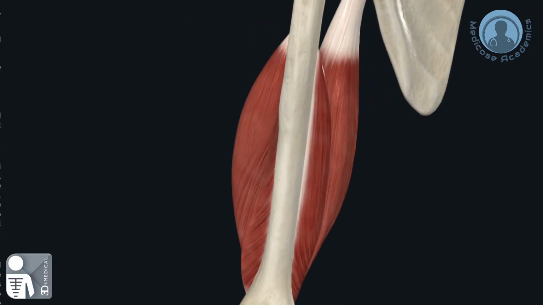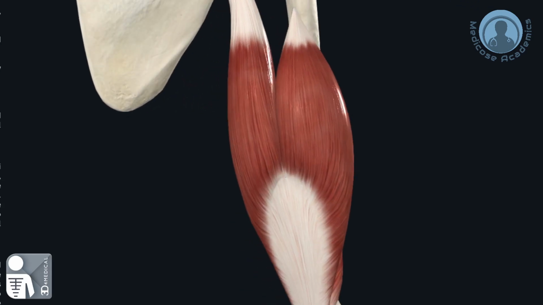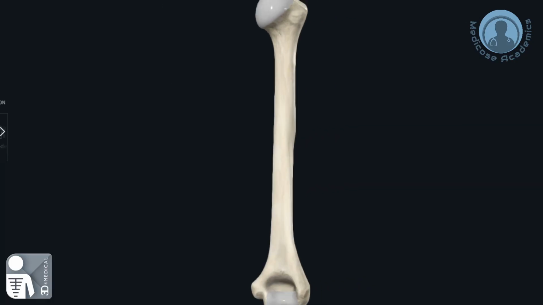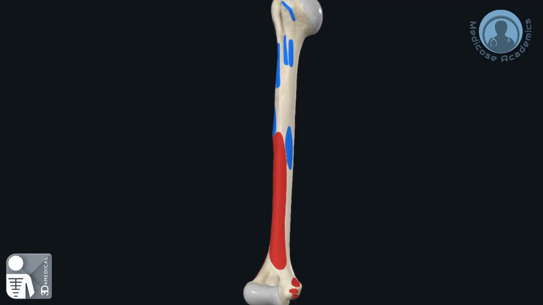So these are the three heads of the triceps, two originating from the humerus, the medial and lateral head. The medial head is hidden now, and then there is a long head that is attached to the scapula. So this is all about the muscle attachments on the humerus.